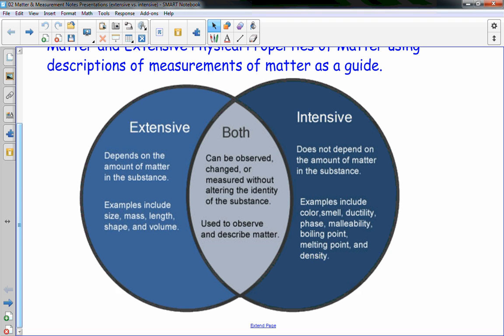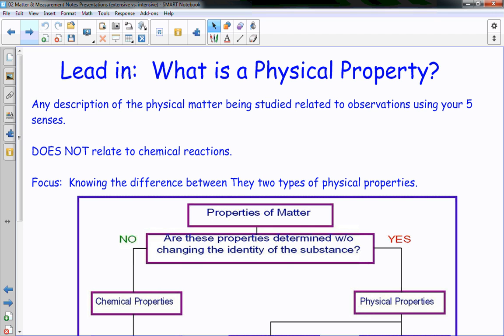Extensive depends on how much mass. Intensive does not depend on how much. Color, smell, what's its boiling point. A physical property can be observed, a change measured, without altering the identity of a substance. So a physical property is any description of the physical matter being studied related to observations using your 5 senses.